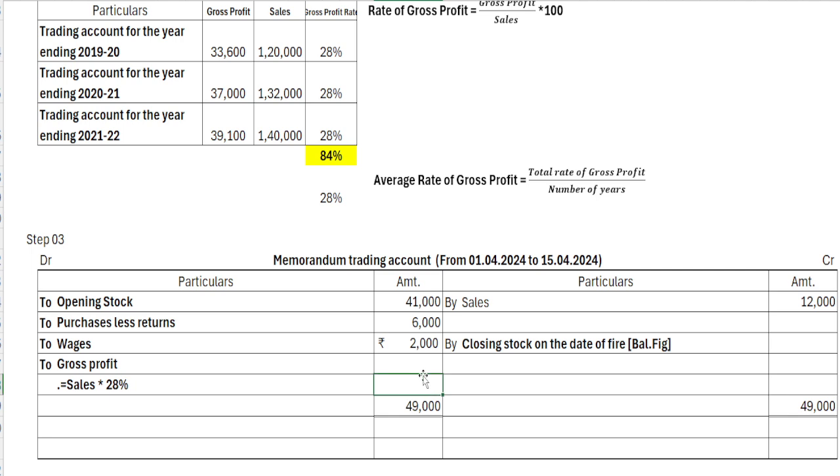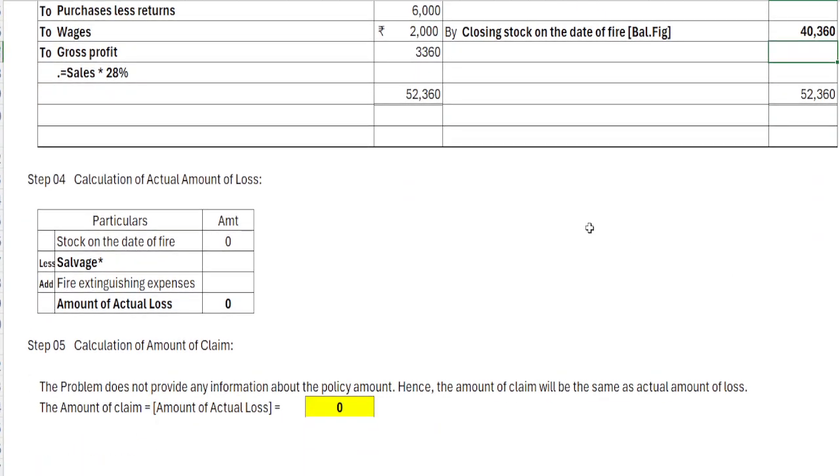Now we will calculate gross profit. Gross profit is equal to sales into 28%. The balance will be the stock on the date of fire. Stock on the date of fire will be 40,360. 40,360 is the stock on the date of fire.